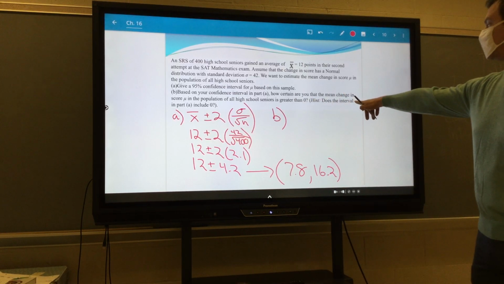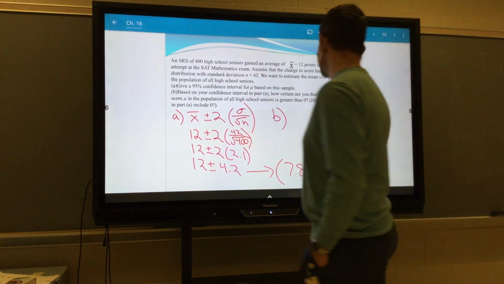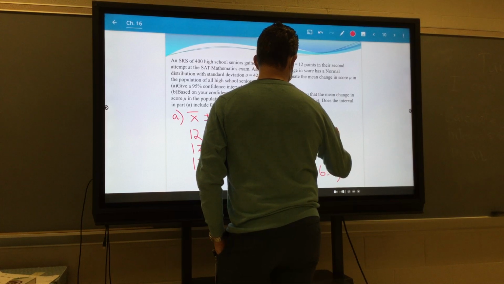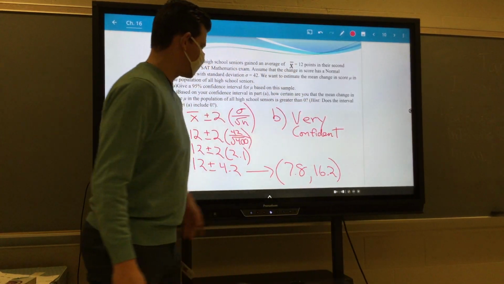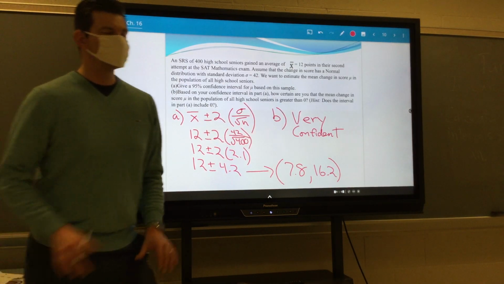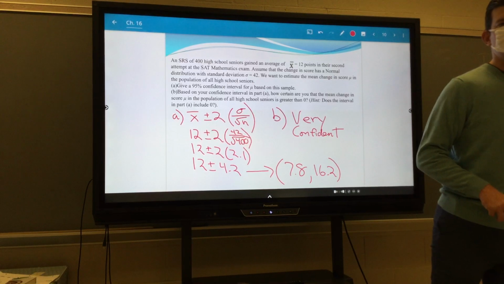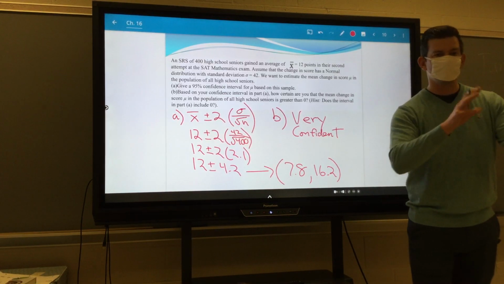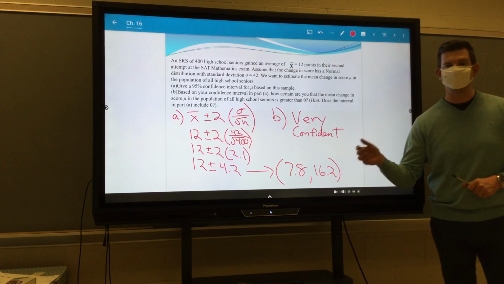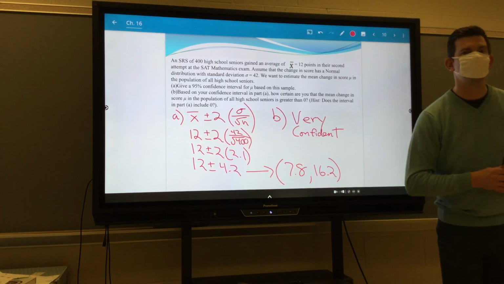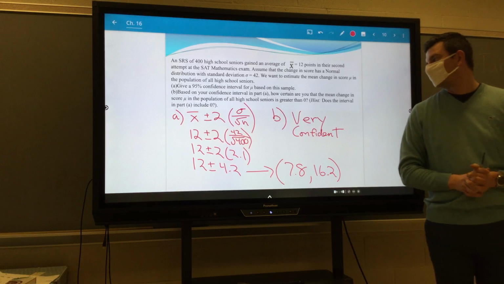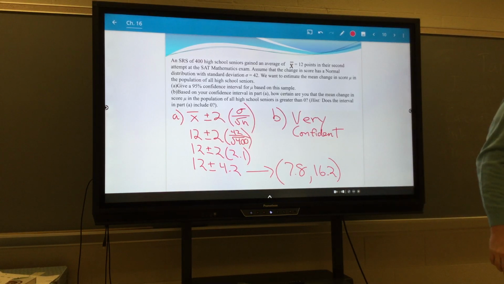How certain are we that the mean change is greater than 0? We are very confident, because this interval is entirely above 0. And it's not just that we're barely above zero. We saw how we're misfiring with all of our samples. We're pretty sure that even if we're slightly outside that 95% confidence interval, it's not going to include zero or go into the negatives. Questions there?